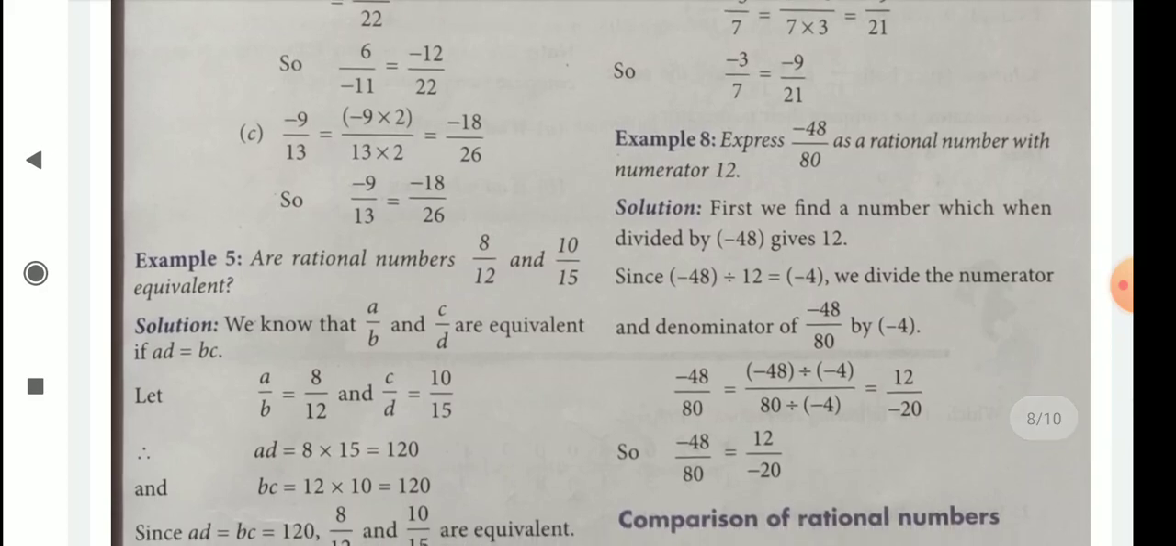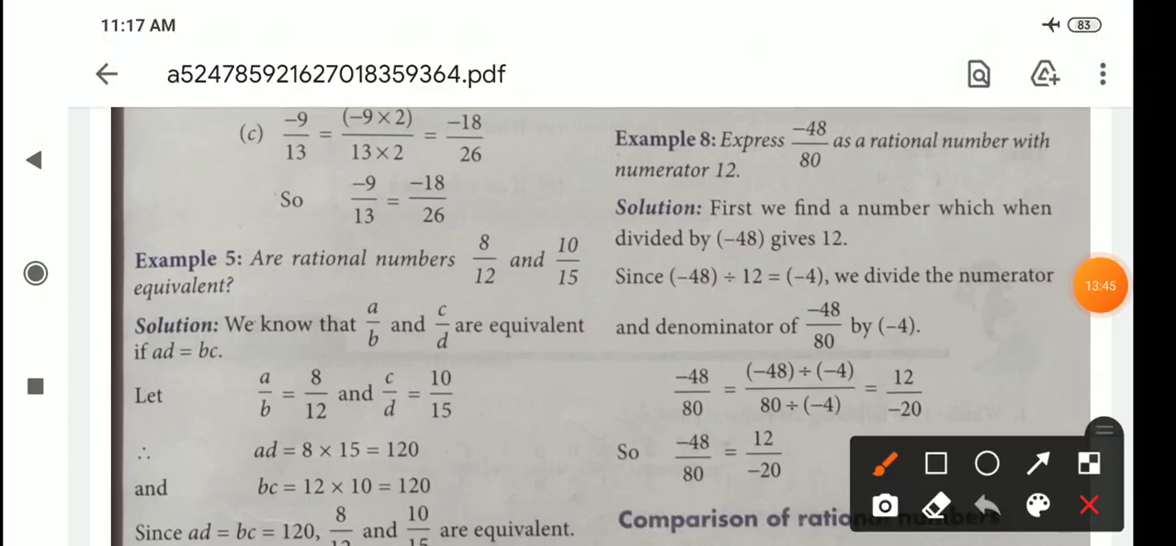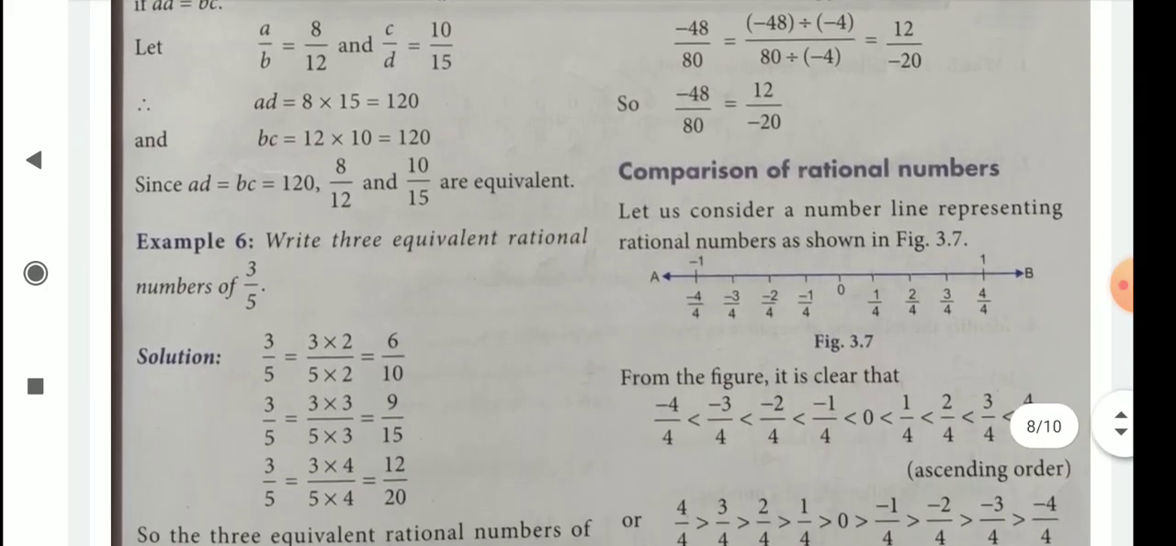Then here we check. Example 5, you see. Are rational numbers 8 by 12 and 10 by 15 equivalent? Here we check. What is the formula? If their cross multiplication results are the same, then they are equivalent rational numbers. So let's see. 8 multiplied by 15 equals 120. Then 12 multiplied by 10 equals 120. Both results are the same, so they are equivalent.